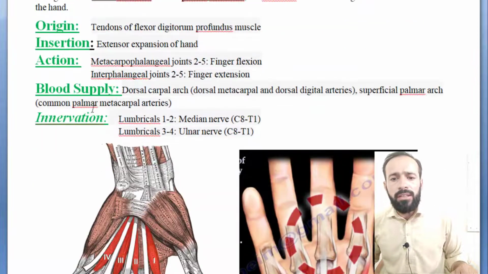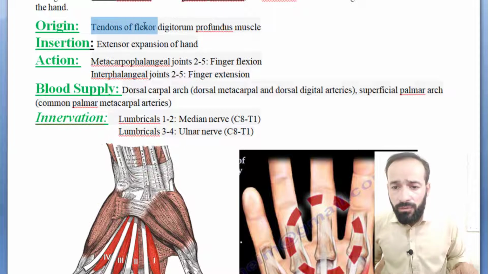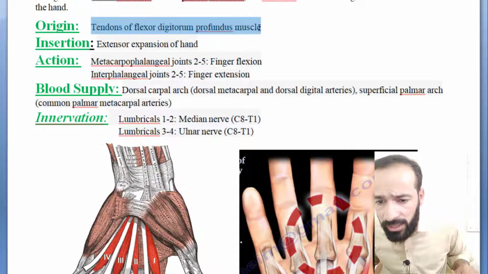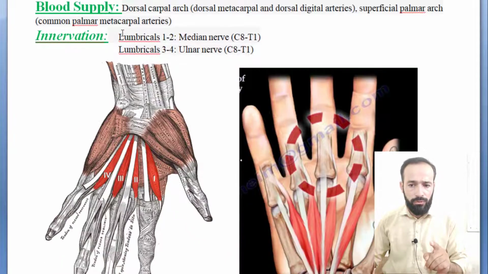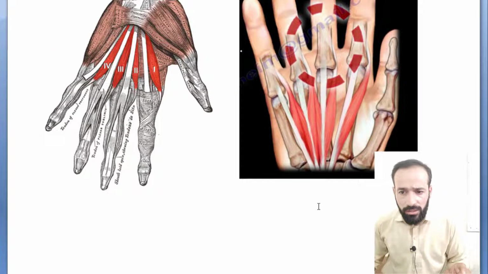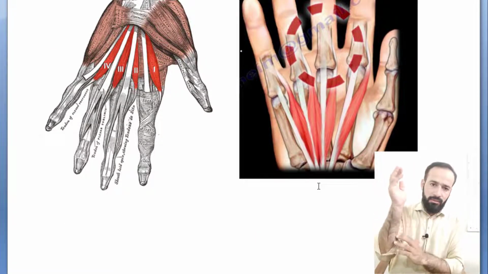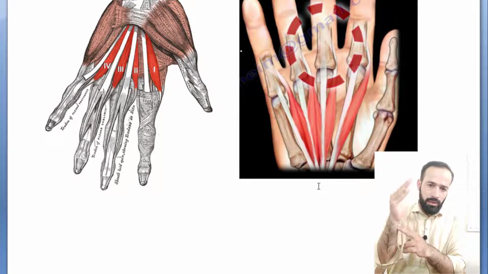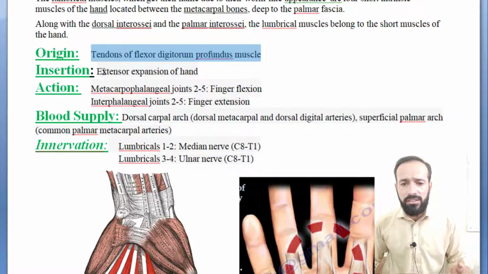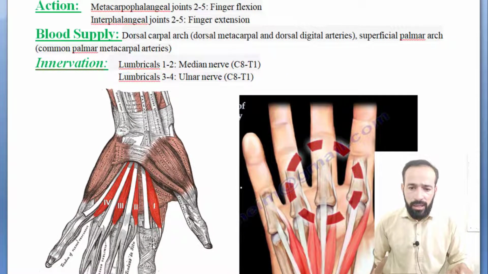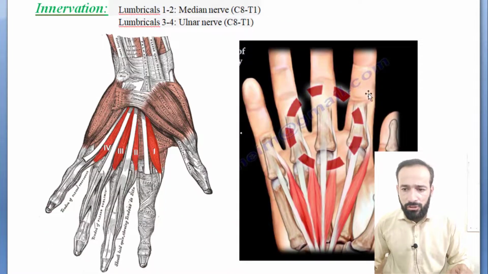From where do they get their origin? They get their origin from the tendon of the flexor digitorum profundus muscle. This is the origin point for these muscles. Here is the muscle, flexor digitorum profundus. And they insert into the extensor expansion of the hand.